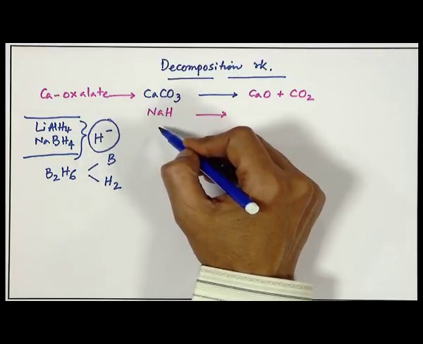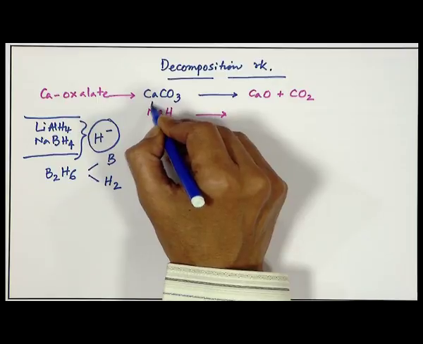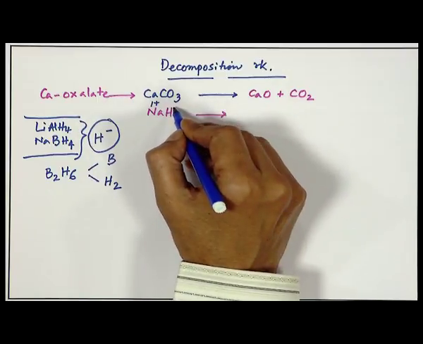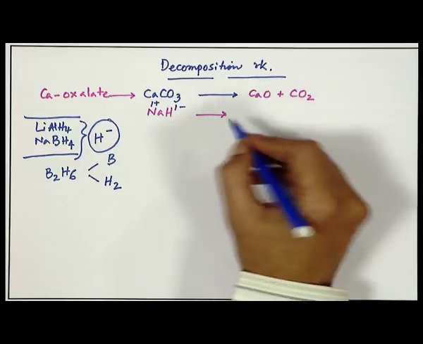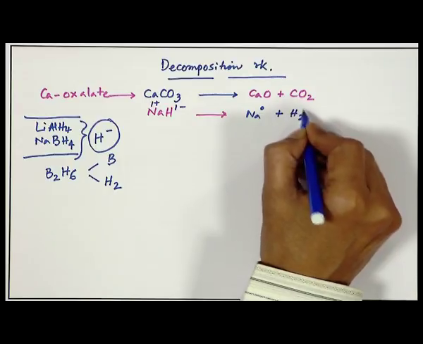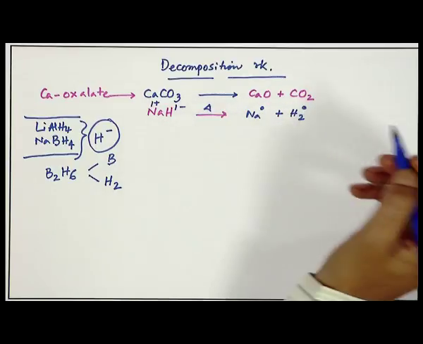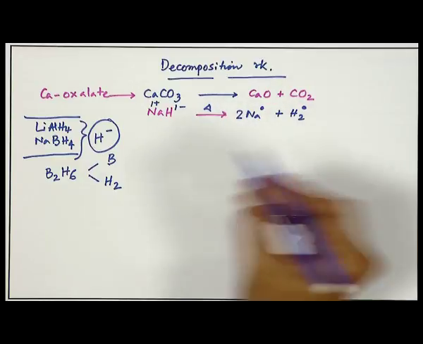Similarly, sodium hydride. Here we have sodium as the cationic form, Na+, and this as the hydride, H-. Both of them can move to Na0 and H2 0. So, this is the typical decomposition reaction that we can follow nicely for sodium hydride also.